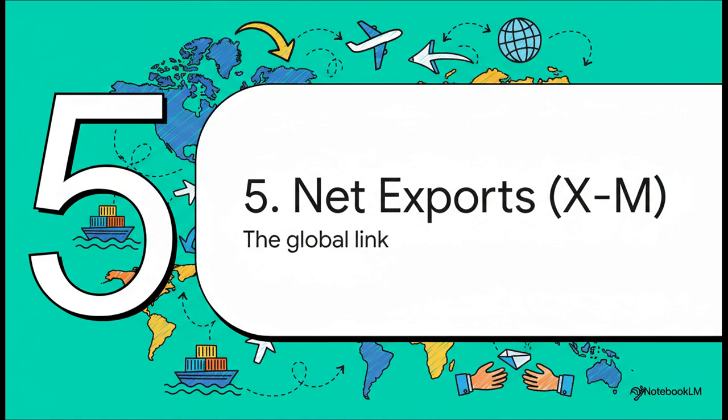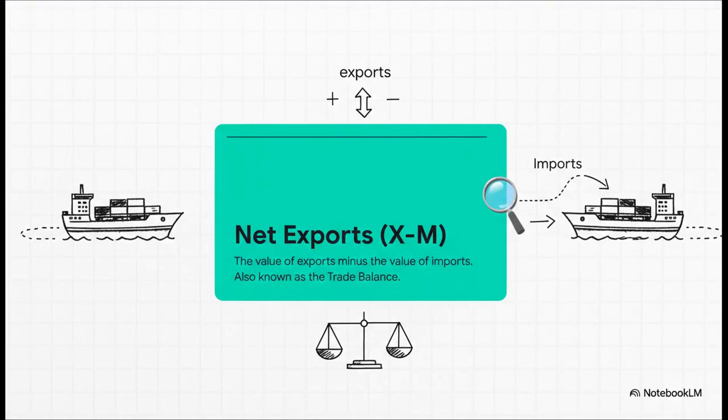Okay, so far we've only talked about spending inside a country. But of course, that's not the whole story. Modern economies are totally interconnected, and our formula needs a way to account for that. And that's where net exports comes in. This part of the equation adjusts our total to make sure we're only measuring what was produced domestically. We calculate it by taking the value of everything a country sells to the rest of the world, its exports, and then we subtract the value of everything it buys from the rest of the world, its imports. This is also known as the trade balance.